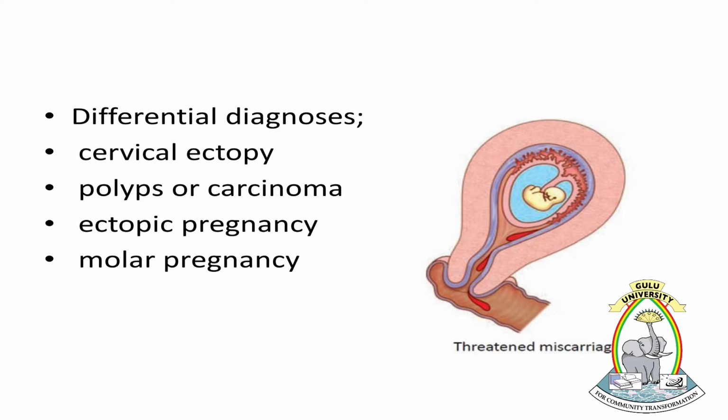In a threatened abortion, you need to consider differential diagnoses. The differential diagnosis may be cervical ectopy, polyps, carcinoma, ectopic pregnancy, molar pregnancy. These are things you consider when you think a woman is pregnant and bleeding, and you want to be sure that they don't have any other condition.